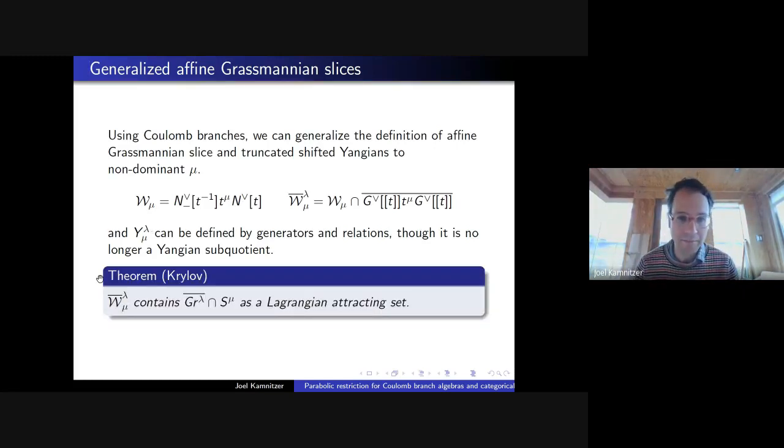Now I'll mention the theorem of Krylov about this W^lambda_mu. Remember, one of the reasons we were interested in W^lambda_mu in the first place is that it contained the Mirkovic-Vilonen locus as a Lagrangian attracting set. One amazing thing is that even when mu is not dominant, and we use this funny definition of W^lambda_mu, like this one or the one as a Coulomb branch, it still contains the closure of Gr^lambda intersect S_mu as a Lagrangian attracting set. That's an indication that it's definitely the right object to look at.